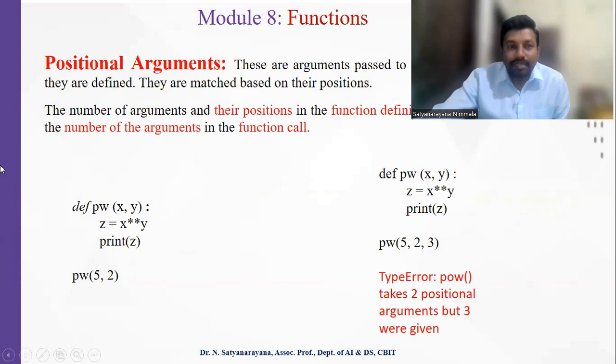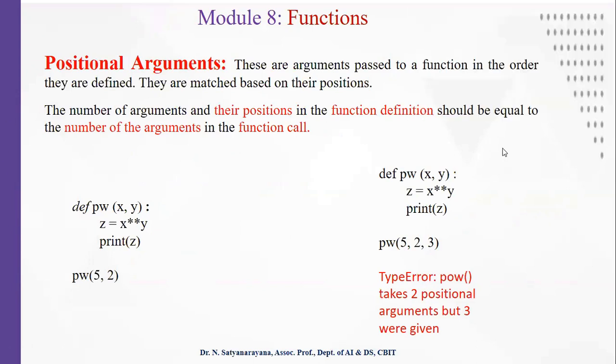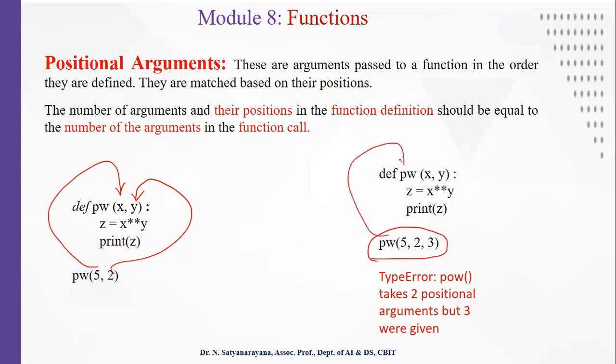Positional arguments, let me close my video so that the text will be clear. All right. Positional arguments are the arguments passed to a function in the order they are defined. They are matched based on their positions. You can see the power function is defined here, where the positions matter. The first position value will be given to the first variable defined in the function, and the second value in the function call will be given to the second variable. However, the programmer has to take care. You cannot supply more arguments than are defined in the function definition; this will lead to an error.